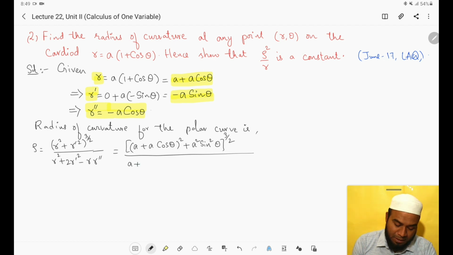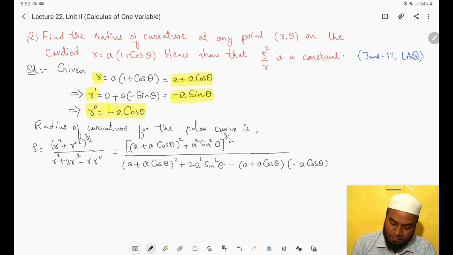R square is again a plus a cos theta whole square, plus 2 into r dash square. R dash is minus a sin theta, so r dash square will be a square sin square theta. It will be 2a square sin square theta, right? Then minus r, r is a plus a cos theta, into r double dash. R double dash is minus a cos theta. So this we have to simplify. We got a big expression, we have to simplify this.